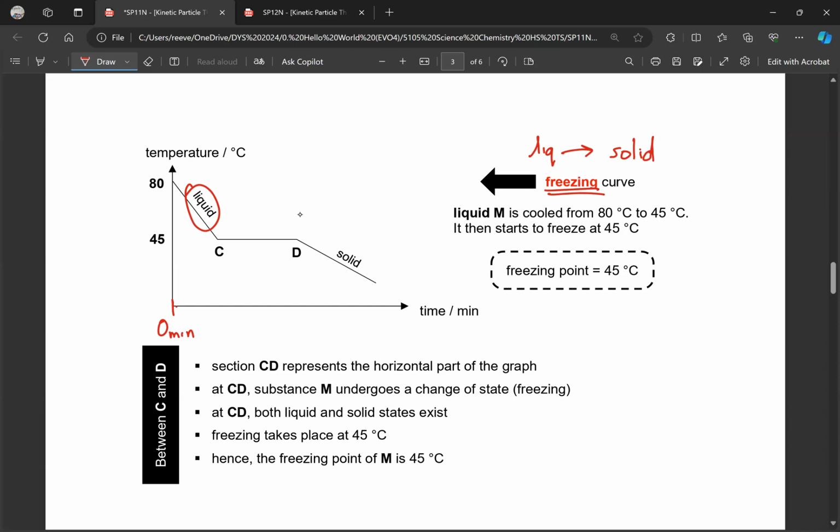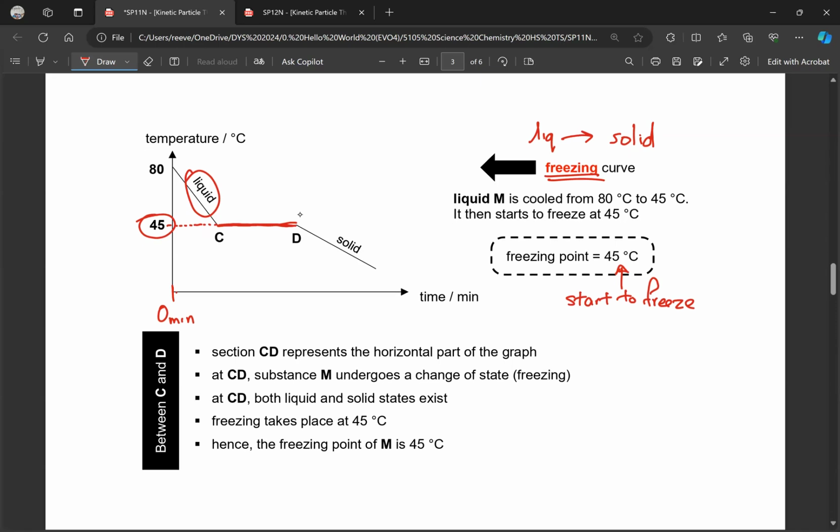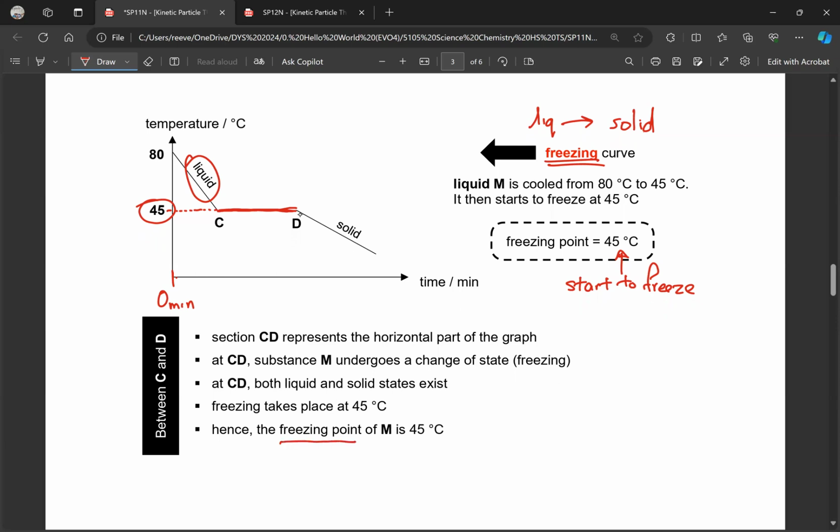And if you draw a dotted line across to the special horizontal segment, you realize this number is 45. So I call this the freezing point. Means it starts to freeze at 45. Other temperature, if it's very high, like 80, it's not going to freeze. It's still going to be a liquid. Okay, you lower the temperature down, 70, 60, 50, 45. I think it's cold enough. It will start to freeze. When it starts to freeze, 45 will be my freezing point. So very simple. Freezing point is 45.